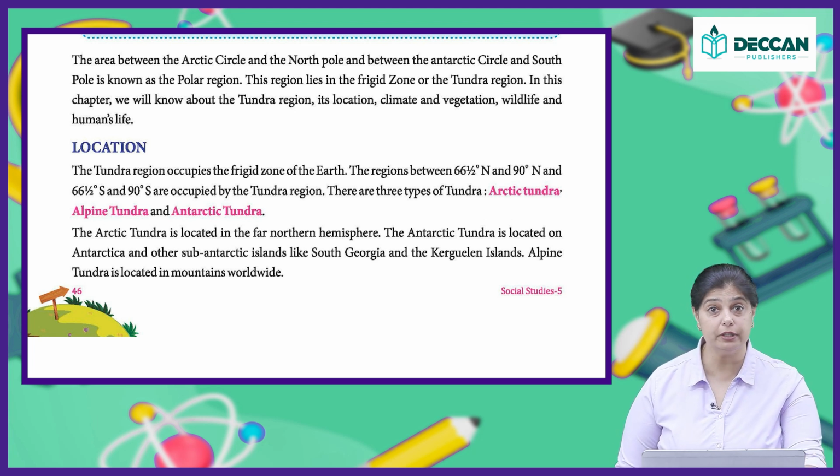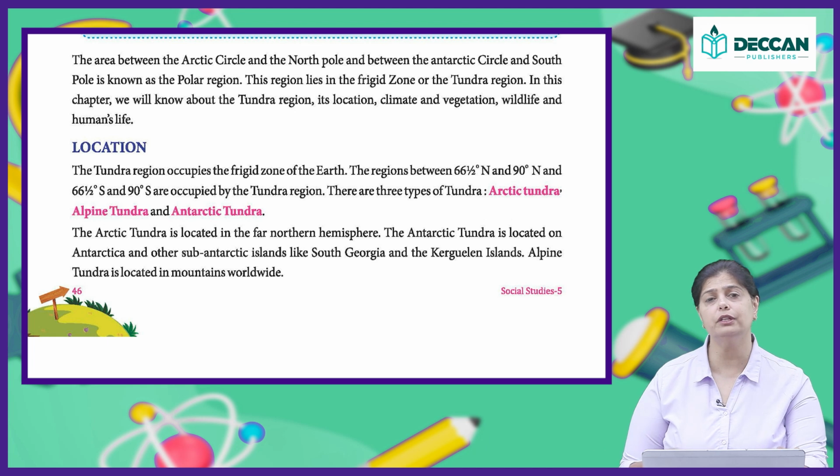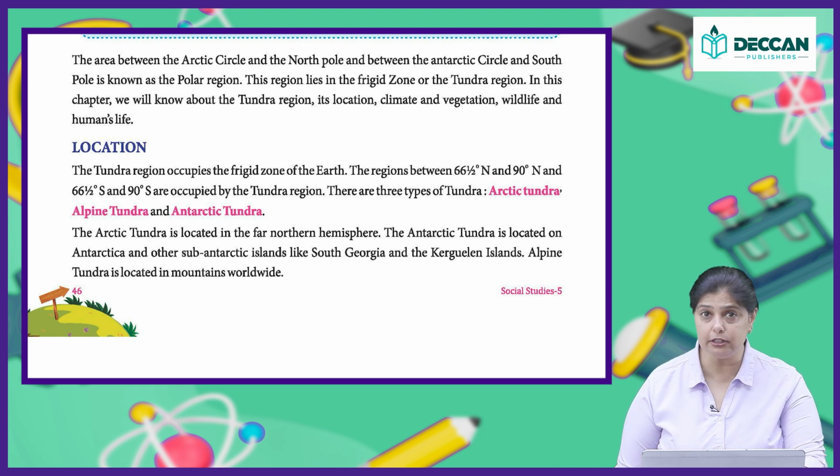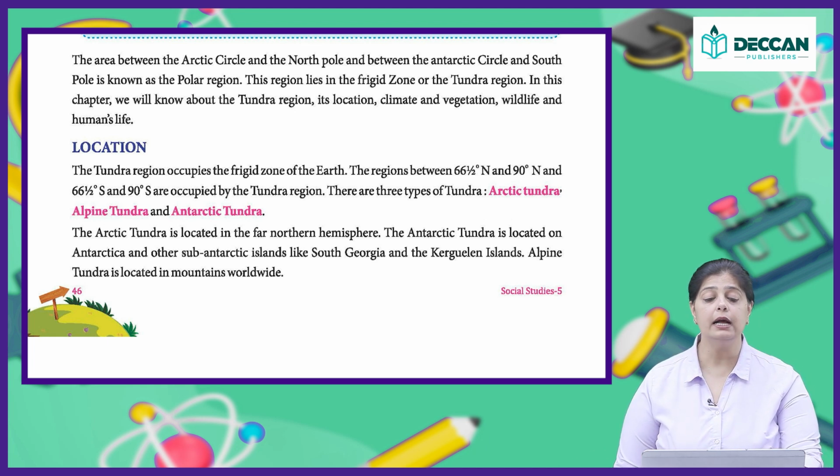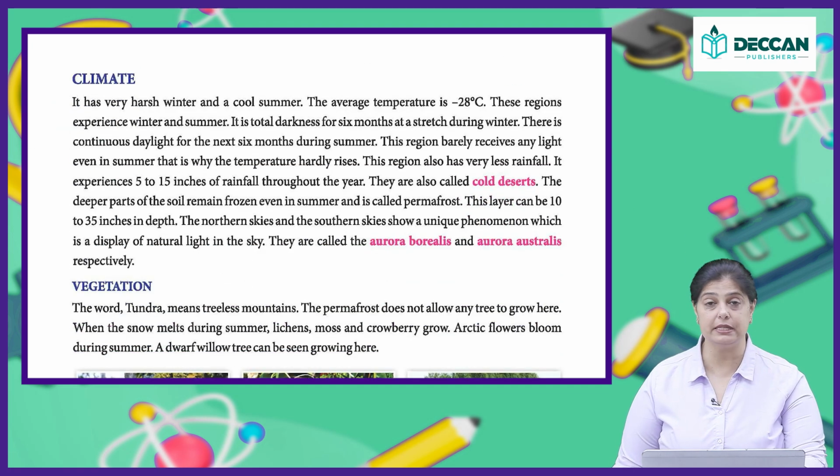So let's talk about the Arctic tundra. It is located in the far northern hemisphere, the Arctic Circle. The Antarctic tundra is in Antarctica and the other sub-Antarctic islands like South Georgia and Kerguelen Islands. Alpine tundra is located in mountains worldwide. So wherever the mountains are, you will find this alpine tundra region. Now how is the climate in these places?